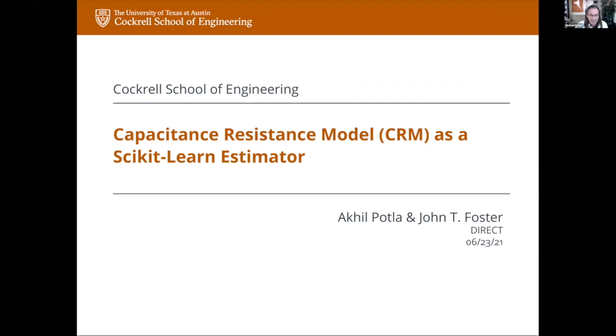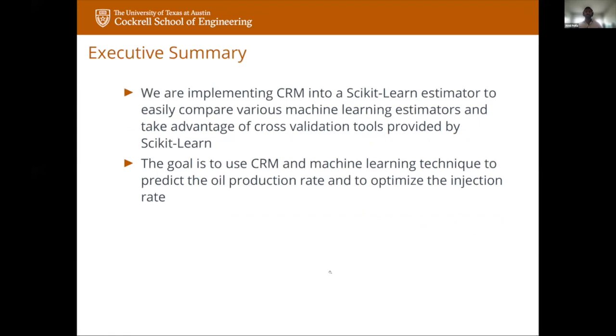We can see it. All right, guys, so I'm going to talk about how we chose to implement CRM as a scikit-learn estimator and why we chose to do so. We chose to implement CRM as a scikit-learn estimator because scikit-learn provides us a lot of cross-validation tools along with other data science tools that we could take advantage of if we implemented it in the common API that scikit-learn provides us. And like people have said earlier, scikit-learn is the most popular machine learning library in the world.